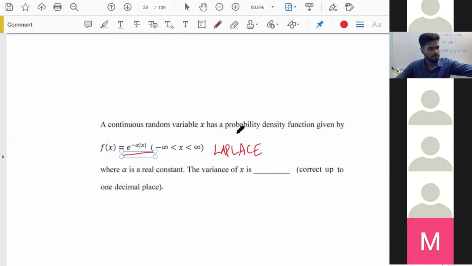So the professors who set the question paper don't expect you to remember what a Laplace distribution is, what its mean and variance are. Having said that, trying to derive the variance for this problem is going to take a lot of time.